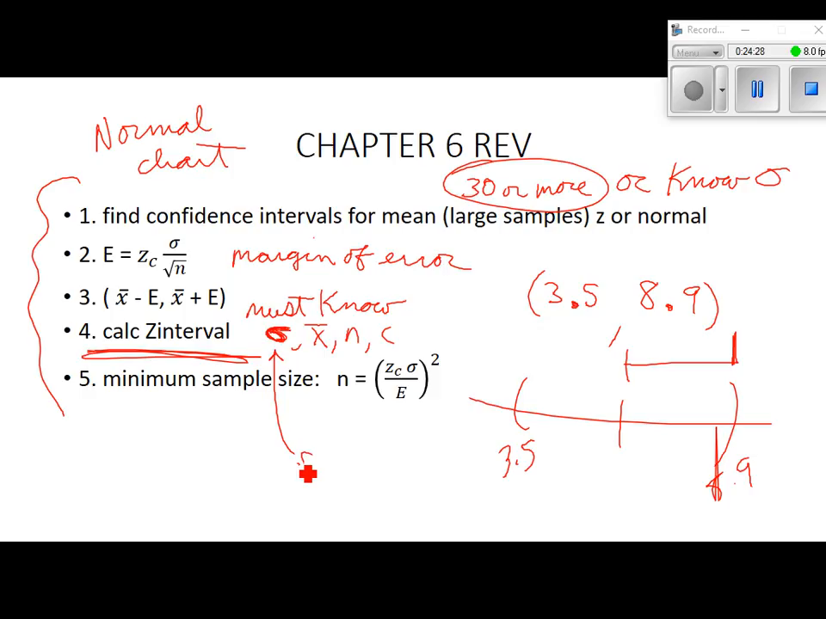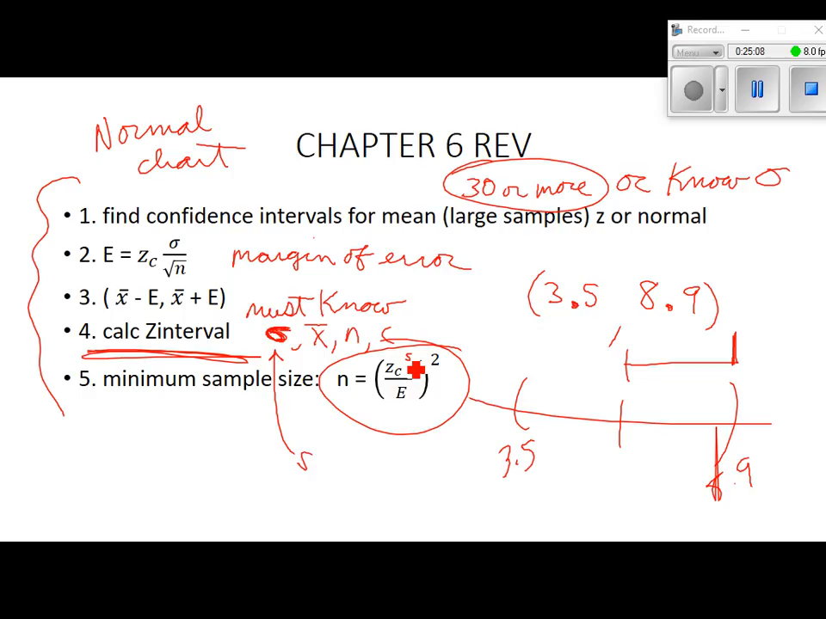Standard deviation of the mean, or sample, or population. S stands for standard deviation of the sample. Either one of those. To find the minimum sample size, you have to know your critical Z value, your standard deviation. And again, for the standard deviation, in place of this, we could stick in S right there. And you have to know your margin of error.